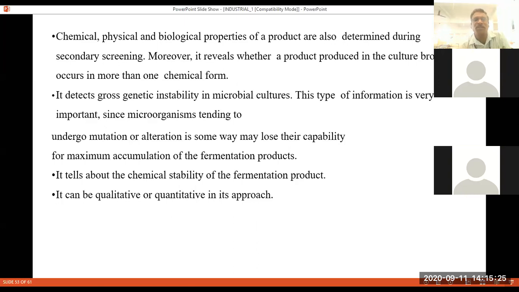This type of information is very important, since the organism tends to undergo mutation, or it must undergo alteration of its nucleotide bases, and it should not lose its capability for the maximum accumulation of the fermentation product. The secondary screening also tells the stability of your chemical compound.